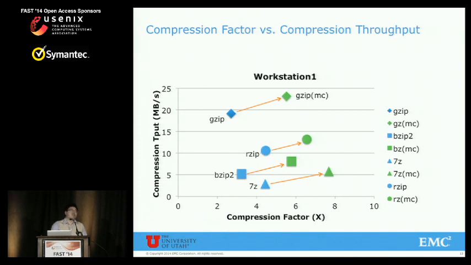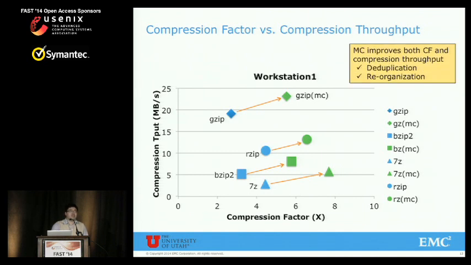There are mainly two sources for this improvement. First is we are doing deduplication. And the deduplication effectively reduces the actual data that the compressor needs to compress and decompress. And it improves the throughput and the compression factor. We also found that data reorganization also helps to improve compression factor and the throughput.